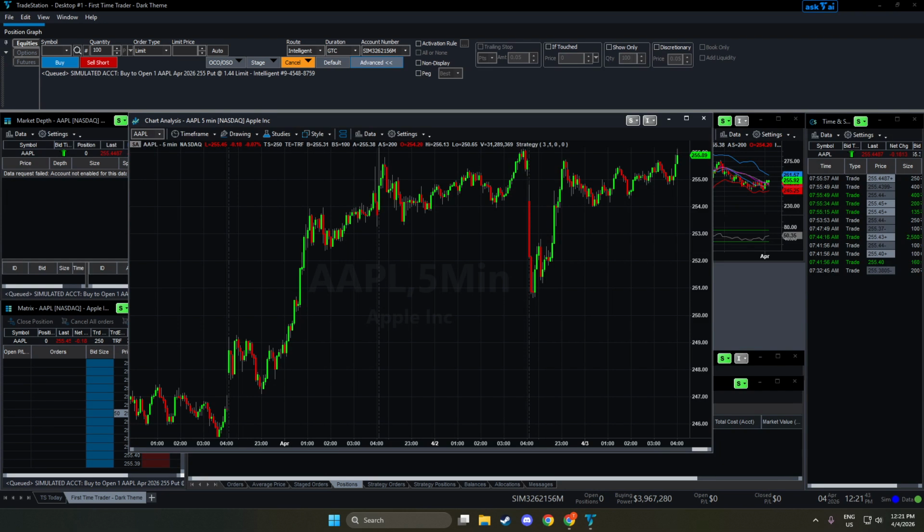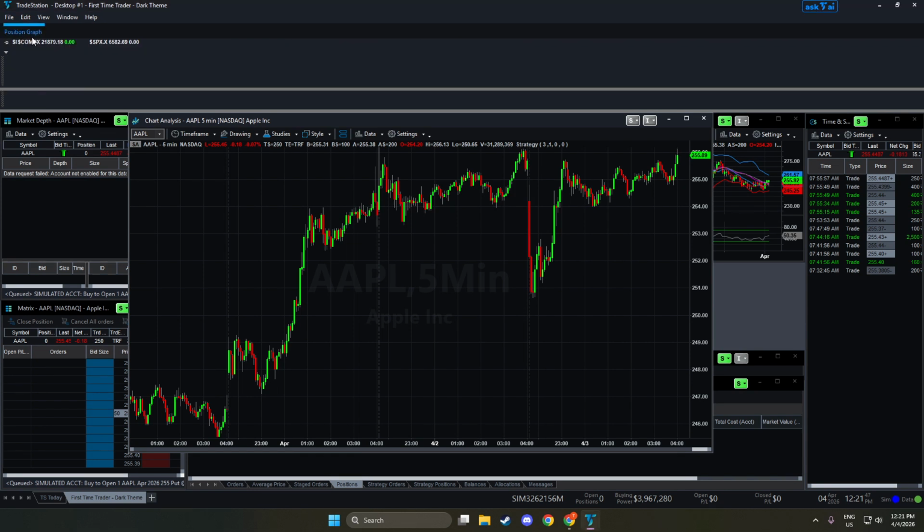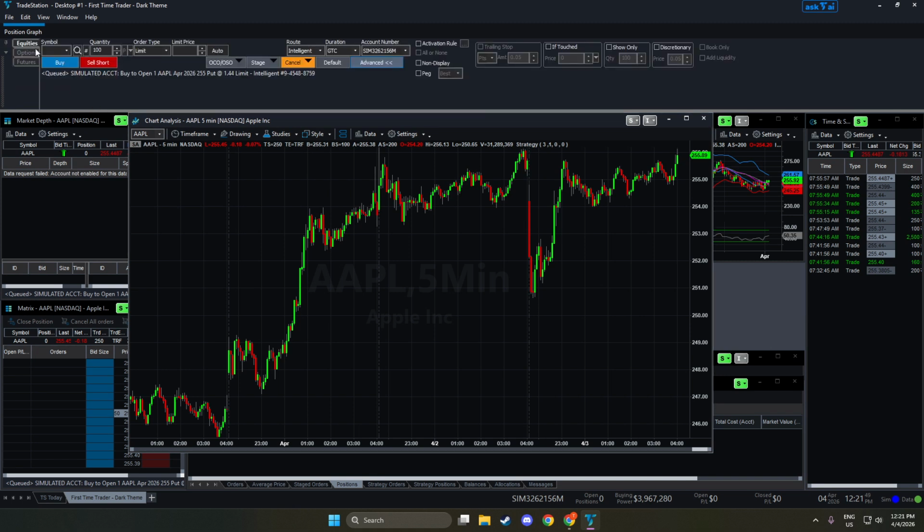First, open the order bar and make sure the instrument type is set to stocks or equities. The order bar is the panel where you stage everything about your trade before you send it to the market. If you see options or futures selected, switch it to stocks equities so your order goes to the right market.